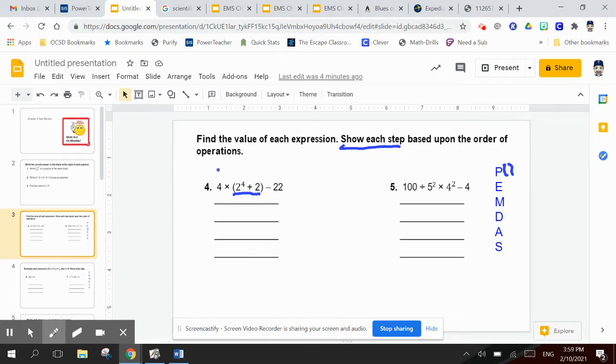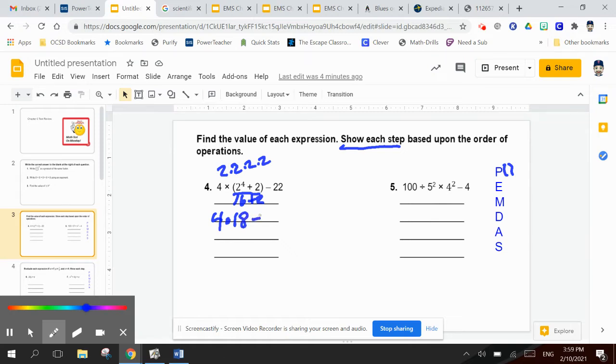2 to the 4th power is 2 times 2 times 2 times 2. 2 times 2 is 4. 4 times 2 is 8. 8 times 2 is 16. So I have 16 plus 2. 16 plus 2 is 18. So I have 4 times 18 minus 22.